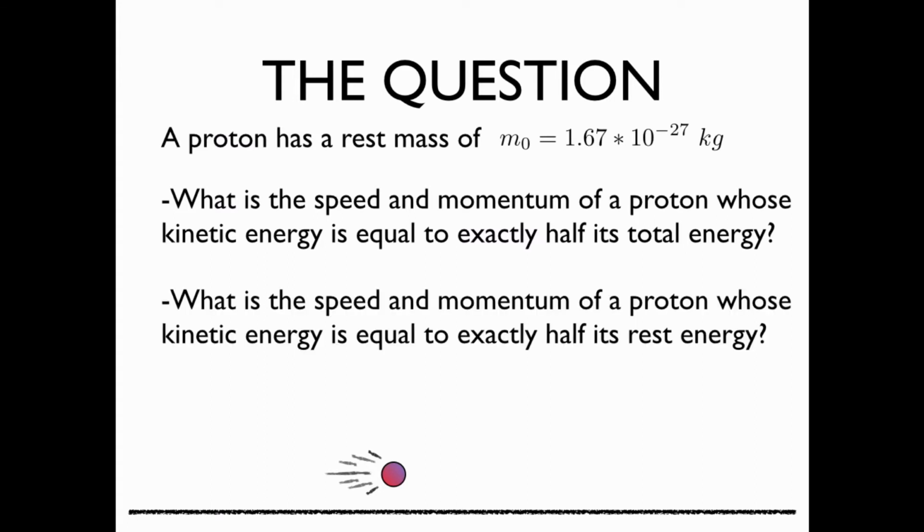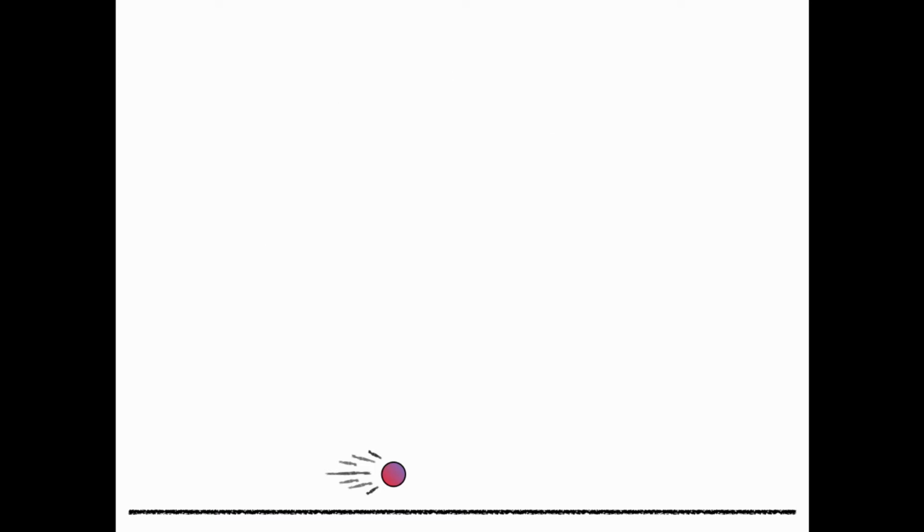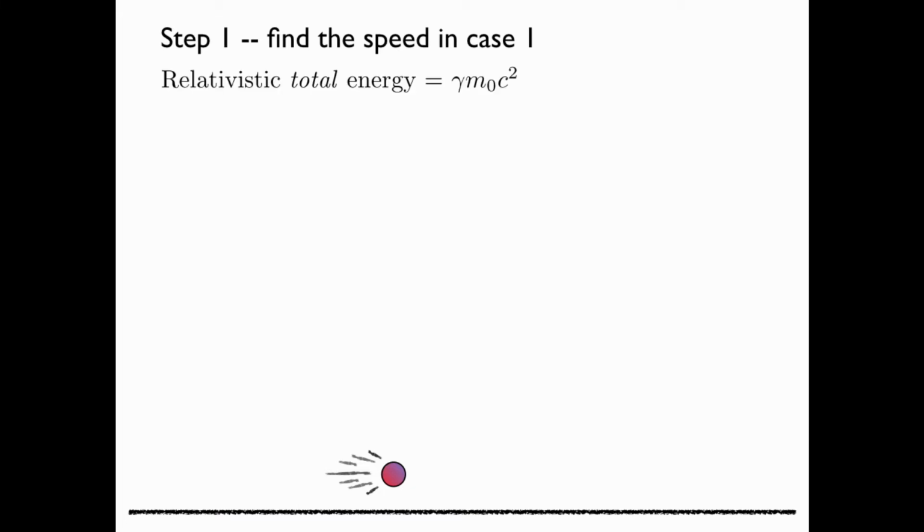And we want to essentially repeat the same calculation for the case when the kinetic energy is equal to exactly half its rest energy. Step 1 will be to find the speed in case 1, where the kinetic energy is half of the total energy. So let's review relativistic momentum and energy.